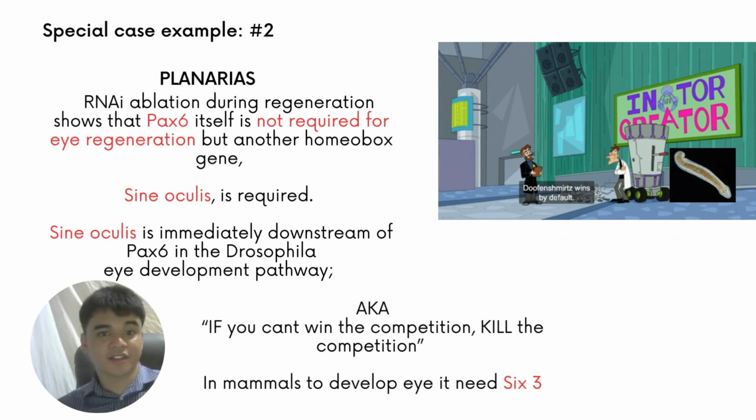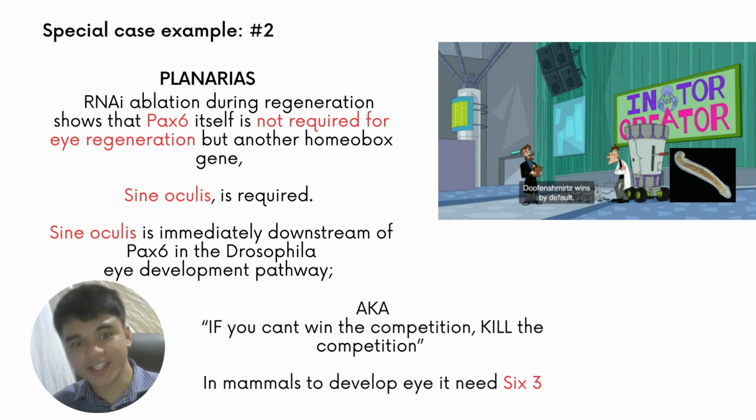And so we have special case 2 of 2. We have the planarian, our favorite lovable animal that we never harm. This time they cut it once again to see which gene induces eye development. And they found out PAX6 is not the eye development gene for planarians. And it apparently needs sine oculis, which is what they require.